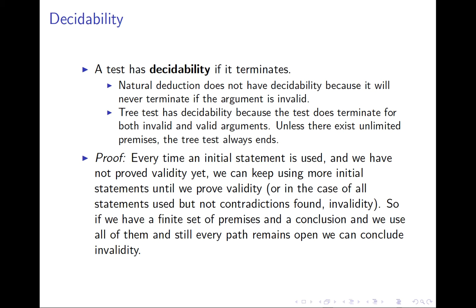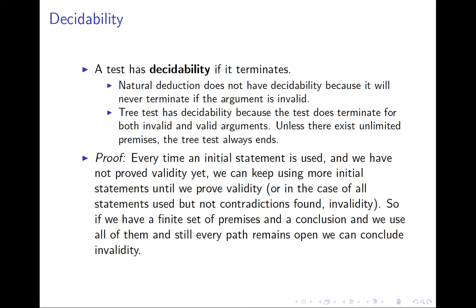A test has decidability if it terminates. So we can see this with natural deduction, that natural deduction does not have decidability because it will never terminate if the argument is invalid. On the contrary, we know that the tree test has decidability because the test does terminate for both invalid and valid arguments. The only exception for this is if there exists an unlimited initial set of premises.